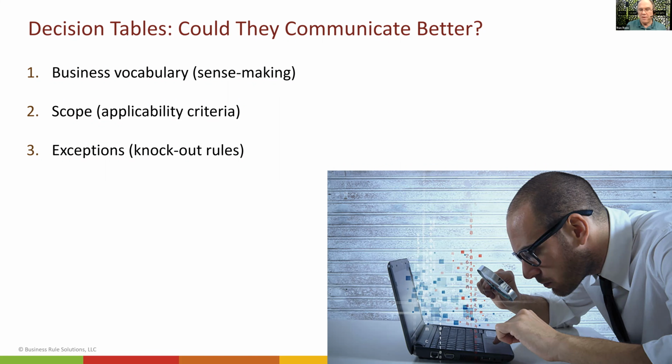And then thirdly, I'll talk about exceptions and the handling of exceptions and my thoughts about that. And that'll lead me to a concept that we call knockout rules, which are behavioral rules that in many ways, in certain appropriate circumstances based on business policy, override what a decision table may suggest.